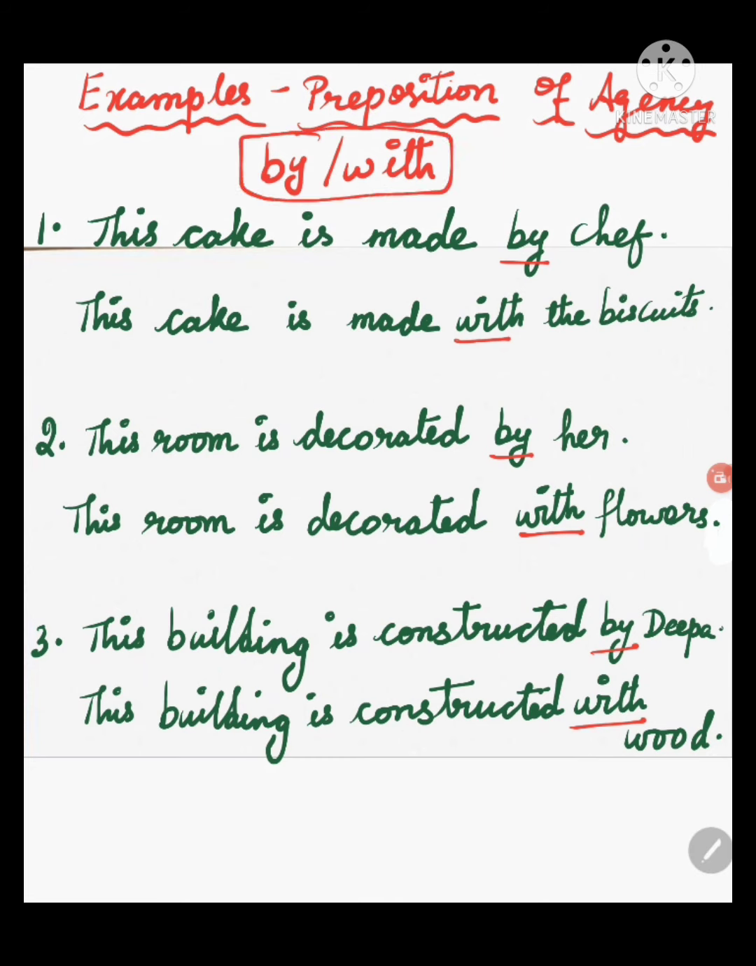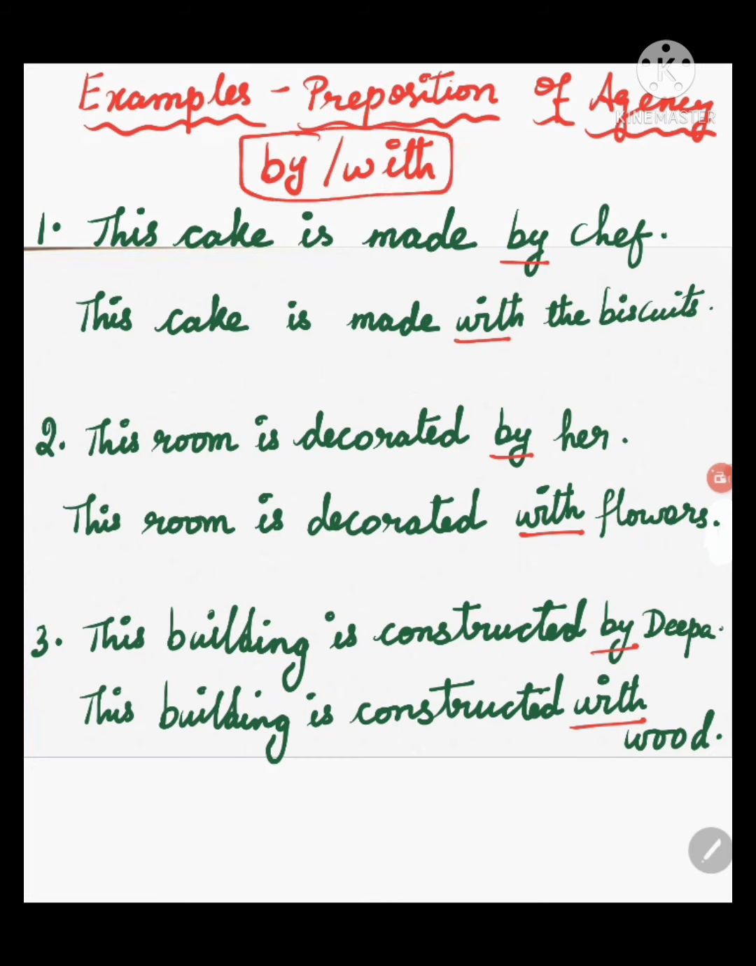The first one is this cake is made by chef. So chef is a person. So for this person we are using by. The second one is this cake is made with biscuits. So biscuit is not a person, biscuit is a thing, and if the action is done using a thing, then we use with.